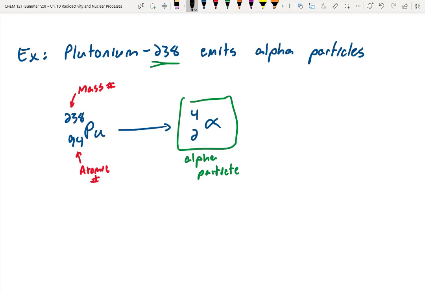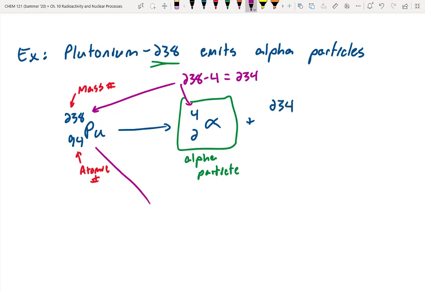All right, so now the question is, well, what's left over? Well, let's go ahead and figure this out, right? So right here we've got 238, right here we've got 4. So 238 minus 4 means that our leftover mass number must be 234. Okay, so I'll go ahead and plug that in on top. And then on the bottom here, I'd say, well, we've got 94 and 2. So 94 minus 2 equals 92 is left over. So I'd put that on the bottom.